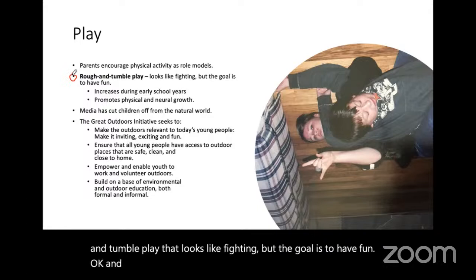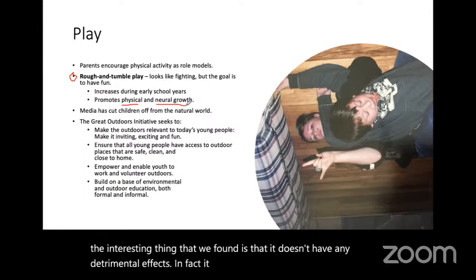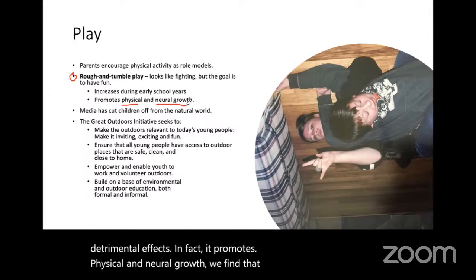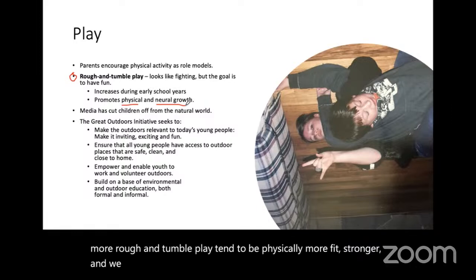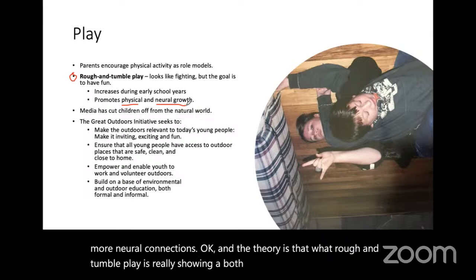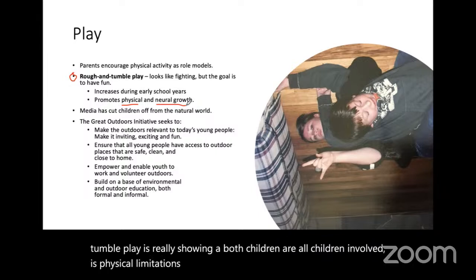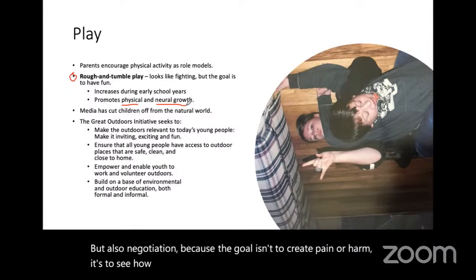And we found that this increases during early school years. And the interesting thing that we found is that it doesn't have any detrimental effects. In fact, it promotes physical and neural growth. We find that children who engage in more rough and tumble play tend to be physically more fit, stronger. And we also find that their cortical areas tend to be thicker and have more neural connections, okay? And the theory is that what rough and tumble play is really showing all children involved is physical limitations, but also negotiation, because the goal isn't to create pain or harm. It's to see how far the children can take their physical bodies through being rough and tumbling, okay?